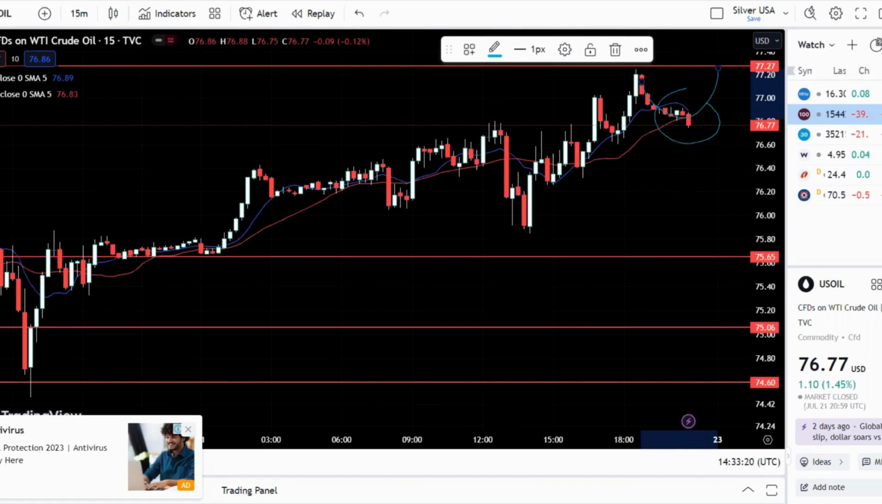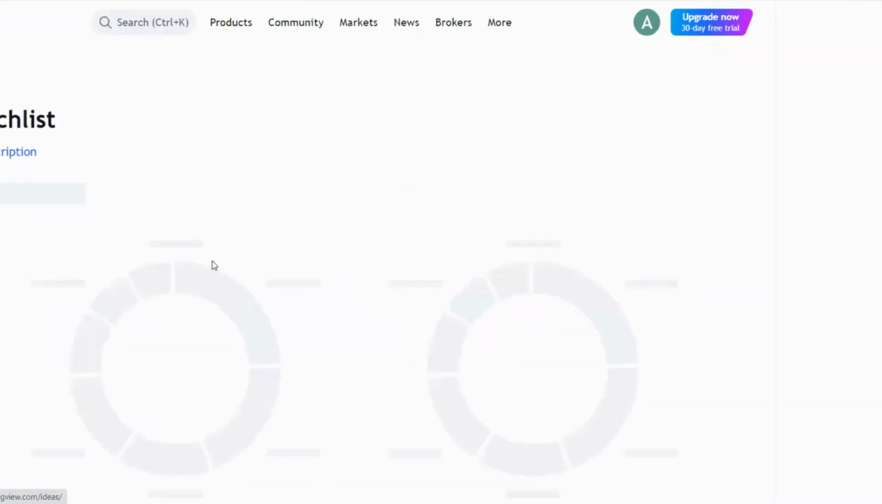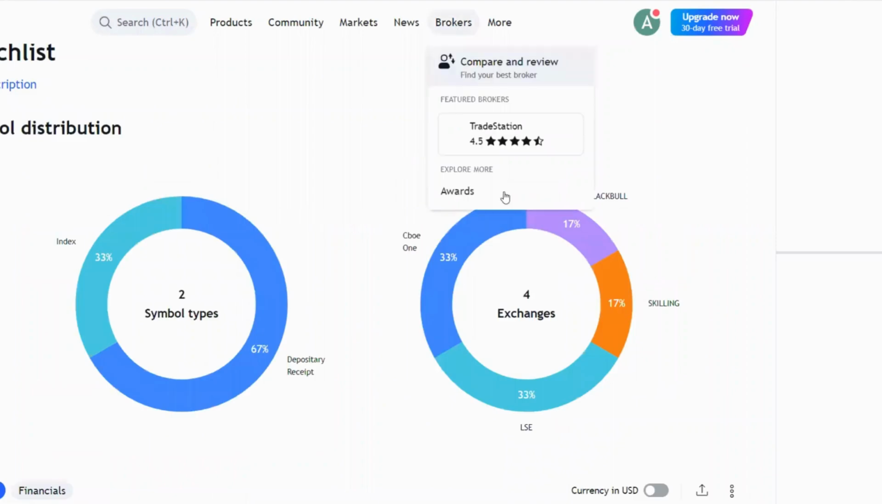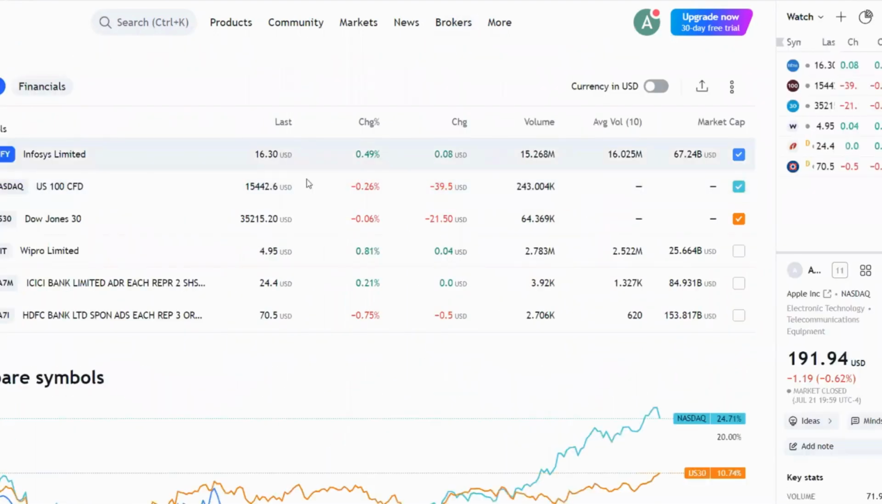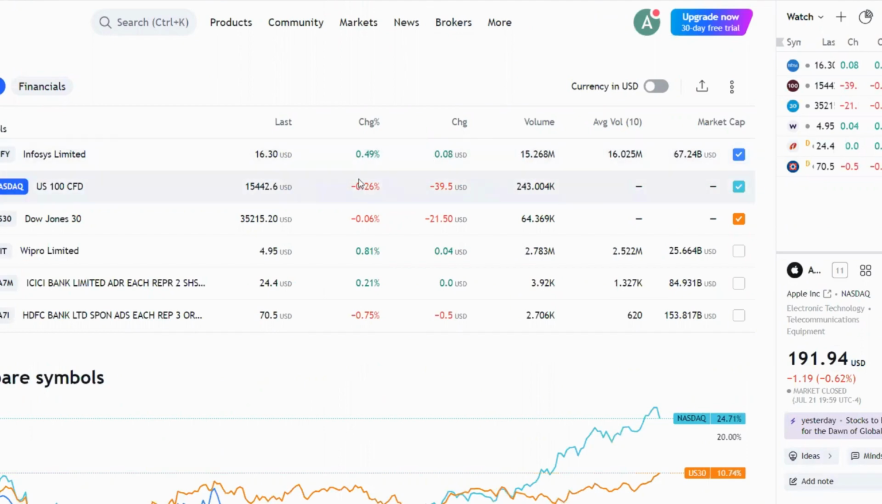Now moving towards Infosys, Wipro and others, the ADR part. It's updating, give me a second. You can see Infosys ADR was positive, trading positively at 0.49, and Wipro was 0.81. I'm moving the cursor here, you can have a look. Wipro ADR was trading positively. ICICI Bank 0.21, ADR was trading positively, and HDFC Bank 0.75 was negative. So ADR for HDFC Bank was negative, and the others were positive.